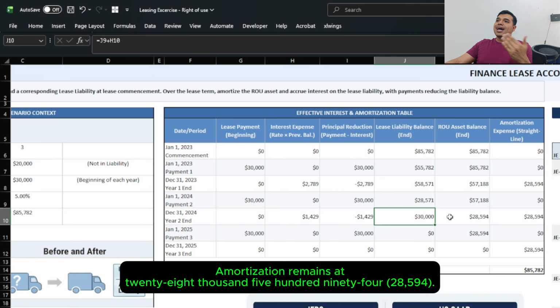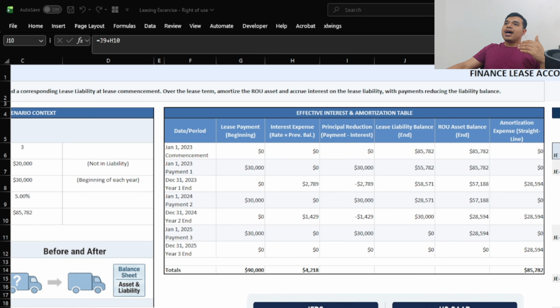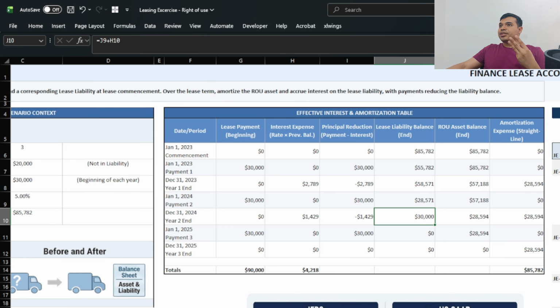Amortization remains at $28,594. As a result, the asset balance decreases from $57,188 to $28,594. At the start of year 3, the lease liability is $30,000.